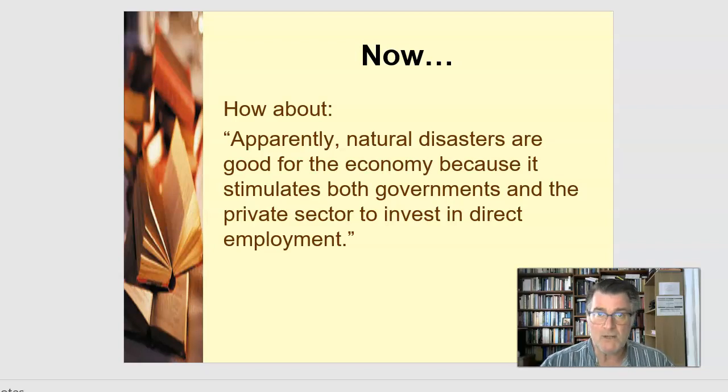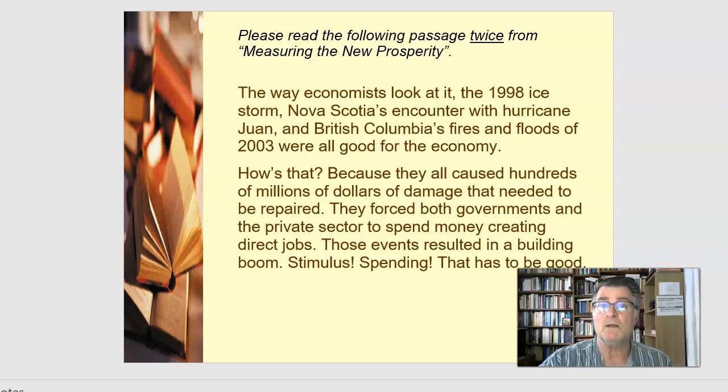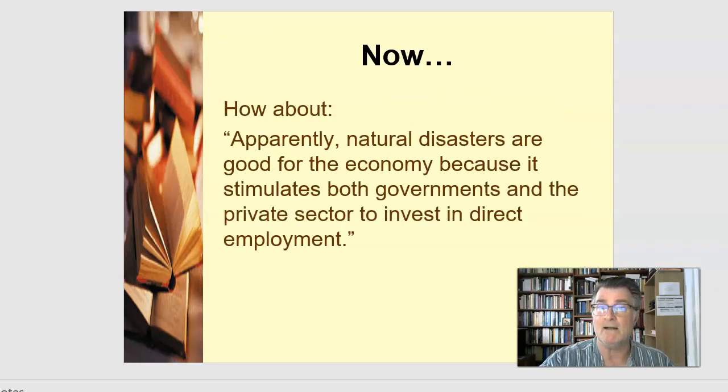Now, because you are stating a clear idea, which is that natural disasters are good for the economy, someone may say, well, where did you read that? Well, I read it in this article here, called Measuring the New Prosperity, and I rewrote it in one sentence. So these are my words, but the idea belongs to someone else, and I found it somewhere else. Although it's not a direct quotation, so let's say these quotation marks here and here would be gone.